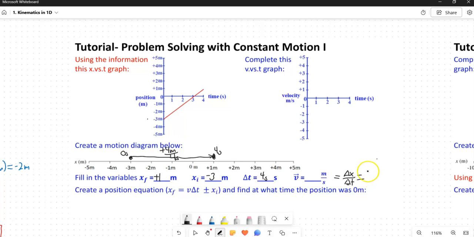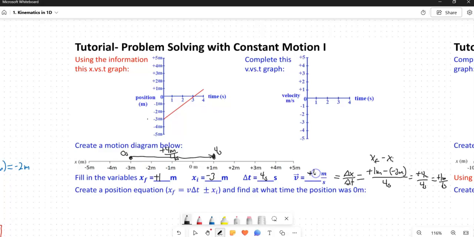You don't have to do all this, but if you're paranoid like I am, you've got x final minus x initial. So x initial is negative 3 meters. Got to make sure you put those in parentheses, over the period of 4 seconds. So positive 4 meters displacement over 4 seconds. I'm going to actually just reduce that down. That is just positive 1 meter for every 1 second.